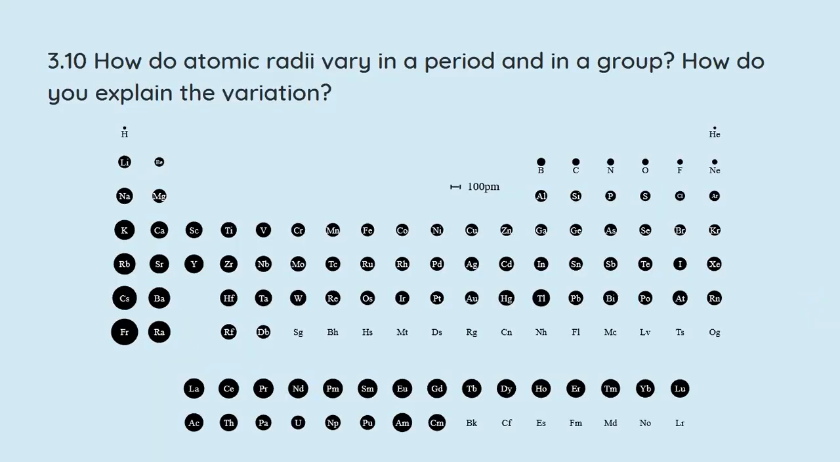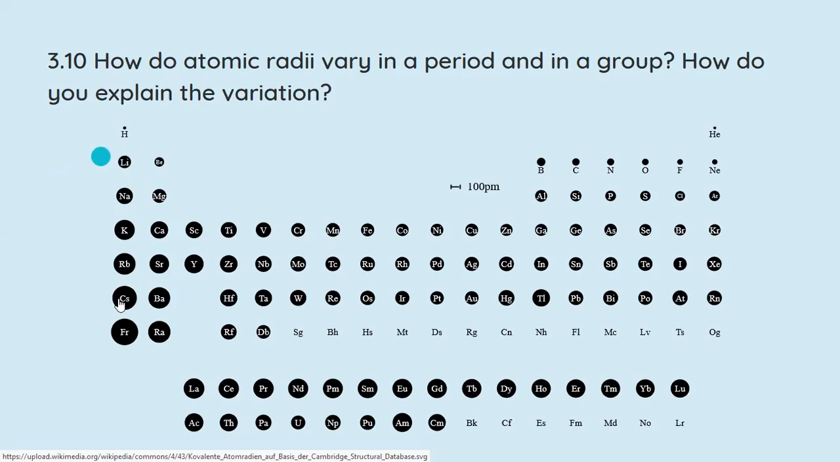How do atomic radii vary in a period and down the group? How do you explain the variation? So across the period, the atomic radius decreases, and down the group, the atomic radius increases. Across the period, there is a decrease, and this is because despite the number of electrons increasing, the effective nuclear charge is also going to increase. So it is able to pull the electrons towards itself.